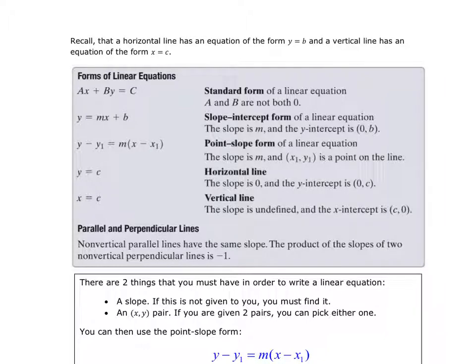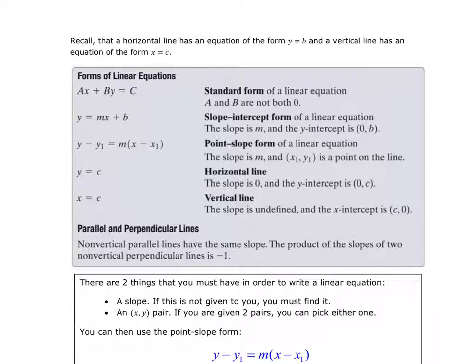Here is a summary of all the forms of a linear equation. Our first one is the standard form. We've talked about that. Second one is the slope-intercept form. We've talked about that one. Next one is our point-slope form. You know a point and you know the slope. You would use that one. Horizontal line, we have y is equal to c, where actually we want to say b because it's where it's going to cross the y-axis. And then x is equal to c is our vertical line.